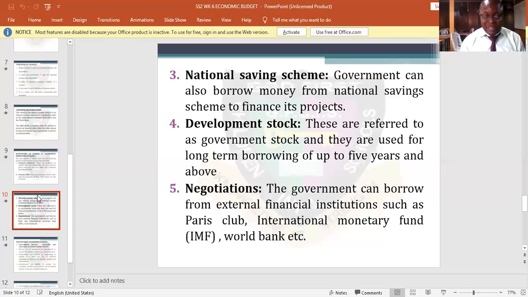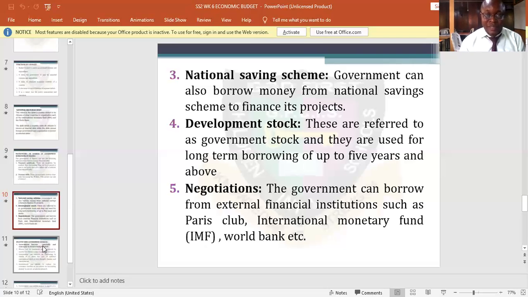Then lastly here, under the instrument, we have negotiation. The government can borrow from external financial institutions like Paris Club, International Monetary Fund, as well as the World Bank. So there should be a negotiation between a country and another country. Both of them need to come together to agree on the payment of this loan. So that is for the negotiations.